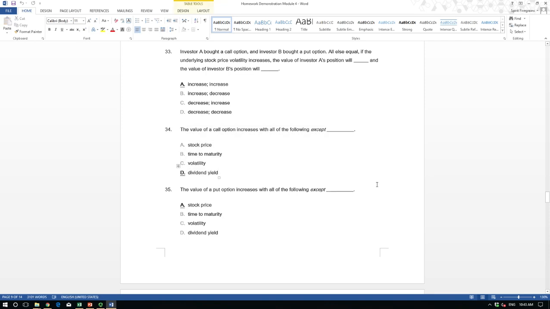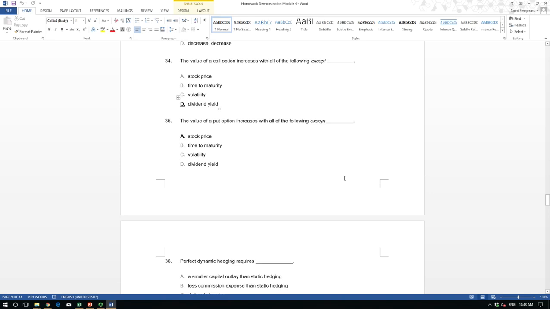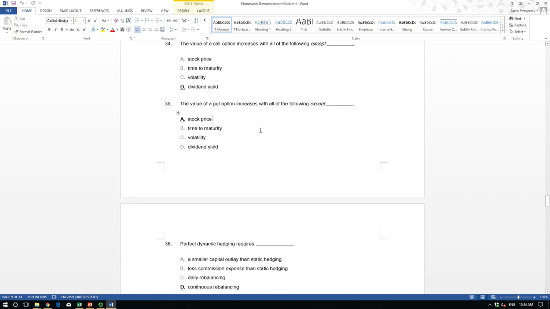Number 35. The value of a put option increases with all of the following except stock price. So A is the best answer. For a call option, the opposite is the strike price or exercise price. But for a put option, it is the stock price, which has a negative relationship with the put option price.